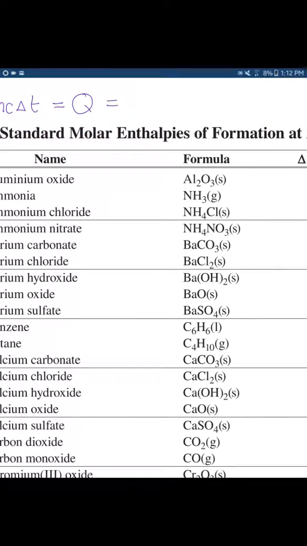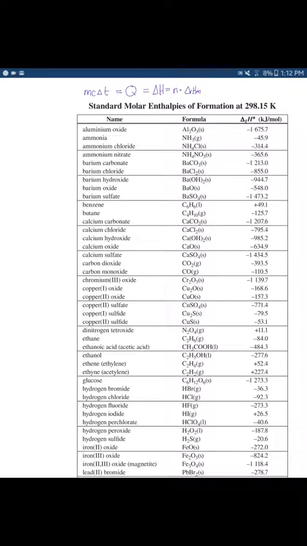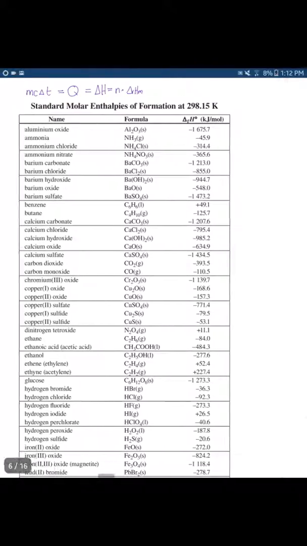Q is equal to my change in enthalpy. Now remember, Q is equal to my thermal energy. Change in enthalpy is equal to my potential energy, or my bond energy. And that is going to equal my moles times my molar enthalpy of reaction. So I generally write this formula at the top. And because when we are using our enthalpy formula, we also have variations of this formula as well.